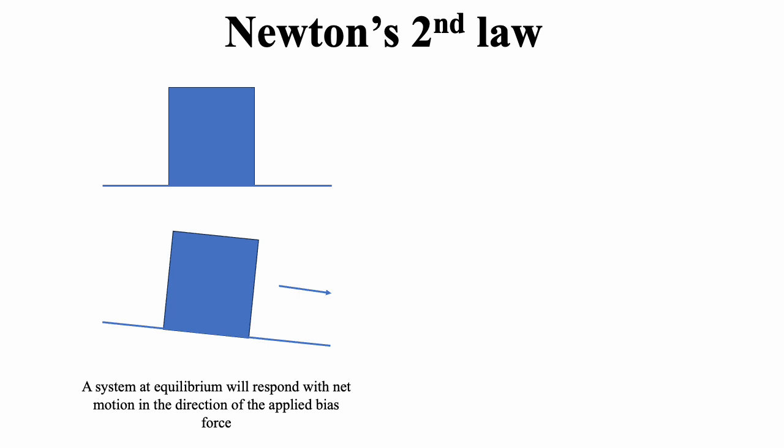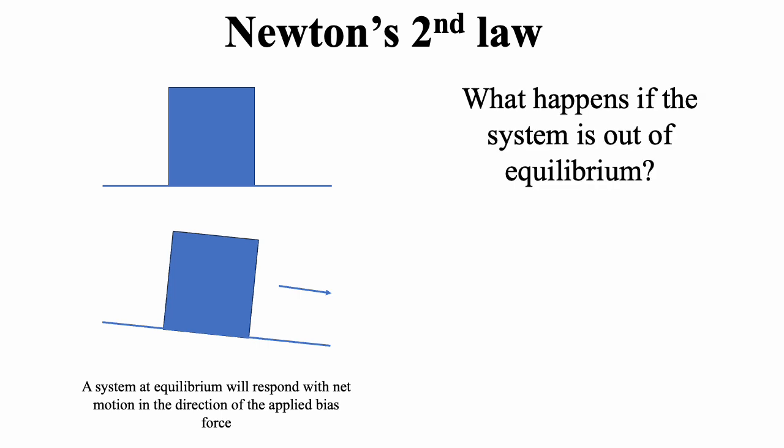Yet another example could be if you have a Brownian particle, right? A particle that is undergoing random motion, and if you apply again a small bias force, then linear response theory tells us that you will get a drift of the Brownian particle in the direction of the applied bias. Now, this works for systems at equilibrium. Now, what happens if the system is out of equilibrium, right?